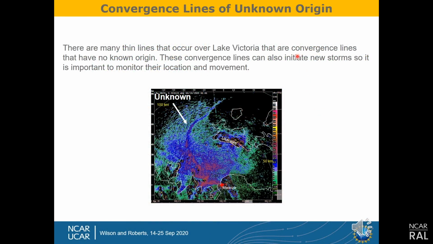The first convergence line is the unknown one. We don't know where they came from, and there are many of these over the lake. We just don't know where they came from. But they're still very important because they initiate new storms, and it's very important to monitor where they are and how they're moving.